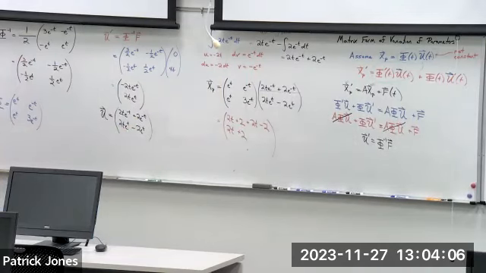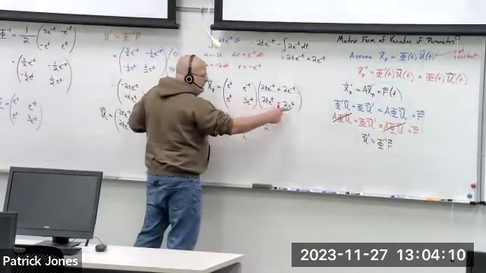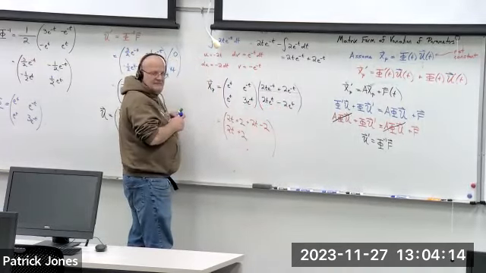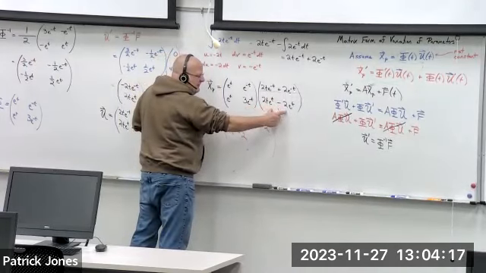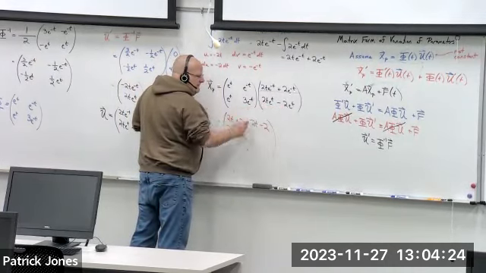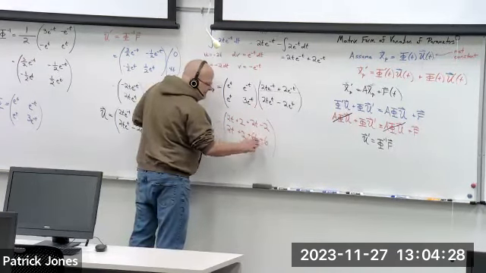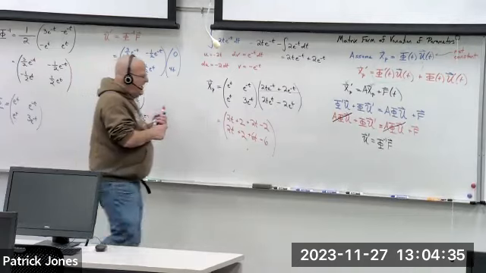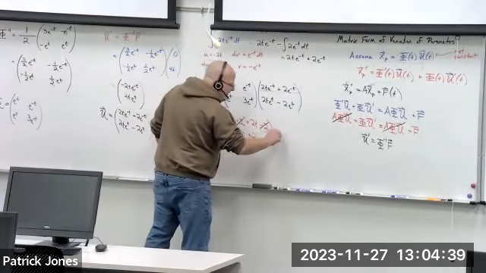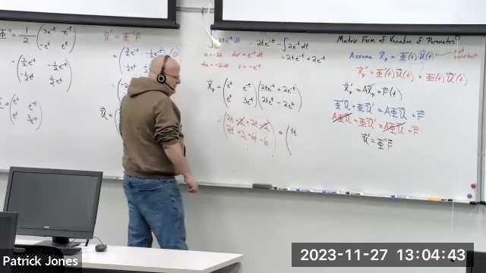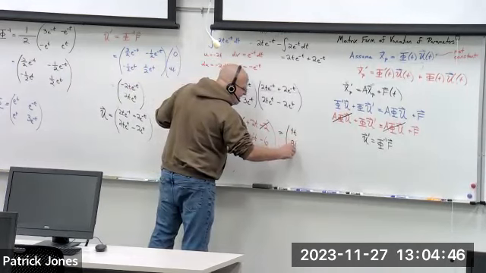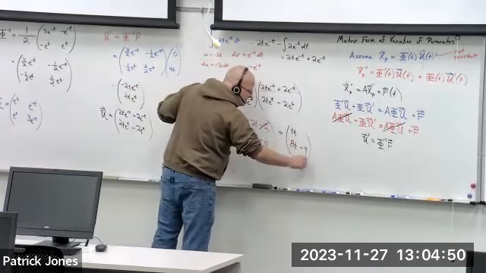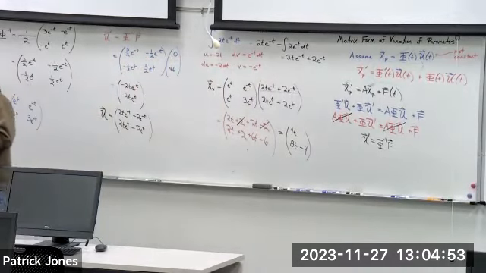Okay, back to where we were. We're taking this times this, and what do I get? The 3e to the minus t times this. Okay, so putting that all together, the plus 2 minus 2 cancels out, and I get 4t for the top. 2t plus 6t is 8t minus 4. And that is our particular solution.